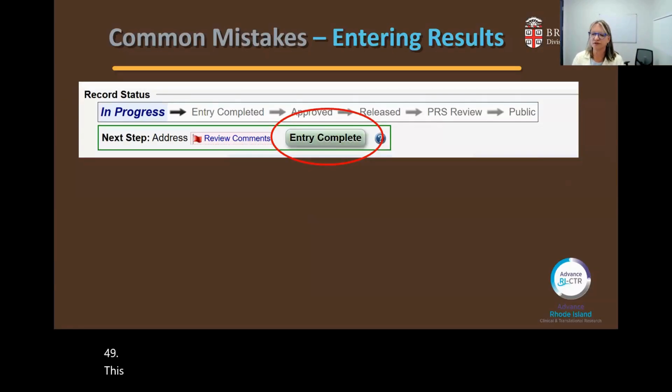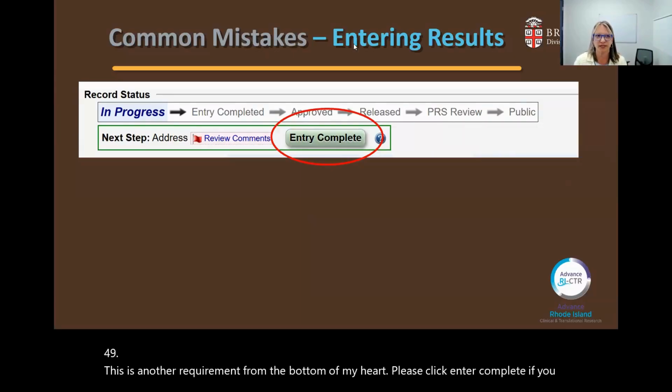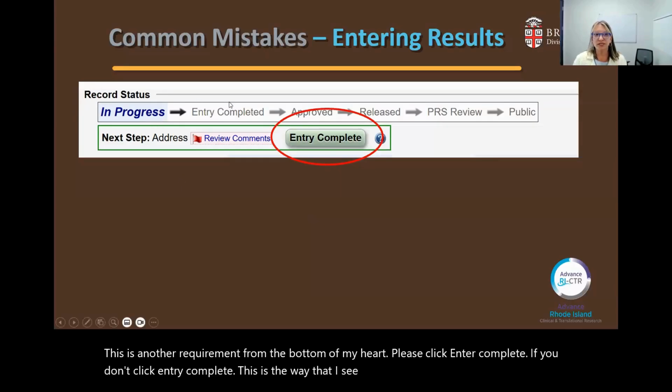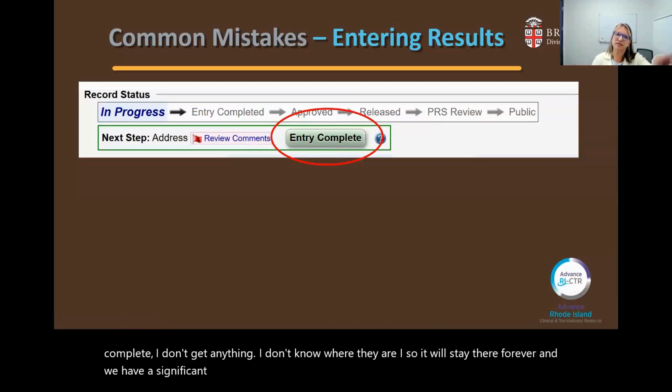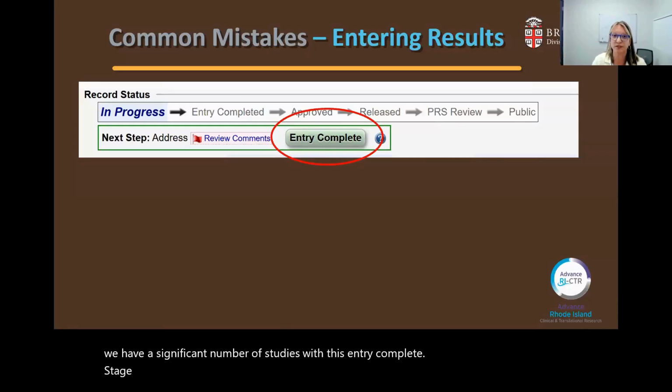This is another requirement from the bottom of my heart. Please, please click entry complete. If you don't click entry complete, this is the way that I see it: in progress. If you don't click entry complete, I don't get anything. I don't know where they are, so it will stay there forever. And we have a significant number of studies stuck at this stage. So it needs to be completed within the timeframes.